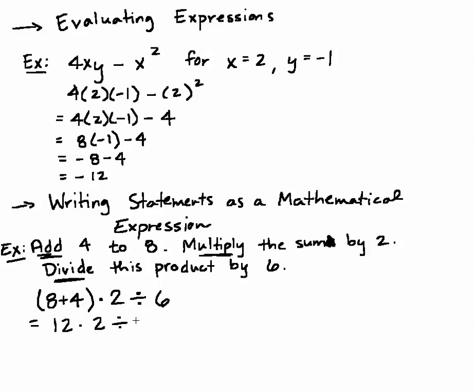And then we have multiplication and division to evaluate. In this case, multiplication comes before division, so that's the order we evaluate it. So 12 times 2 is 24. And then finally, 24 divided by 6 is equal to 4. So our final answer is 4.